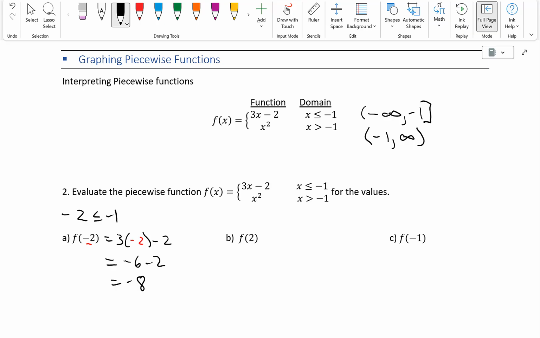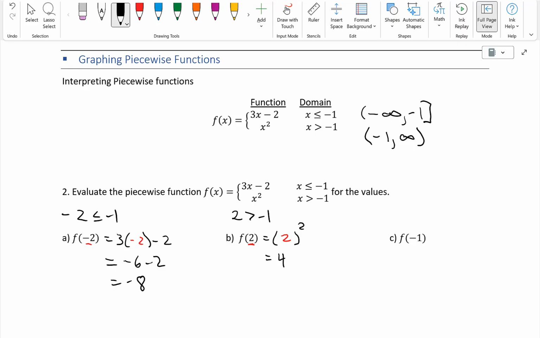For f of 2 in B, we have that 2 is greater than -1. So we're going to evaluate that in the second piece of the function. We take that 2 and substitute it in for the x in x squared. And when we square 2, we just get a 4.